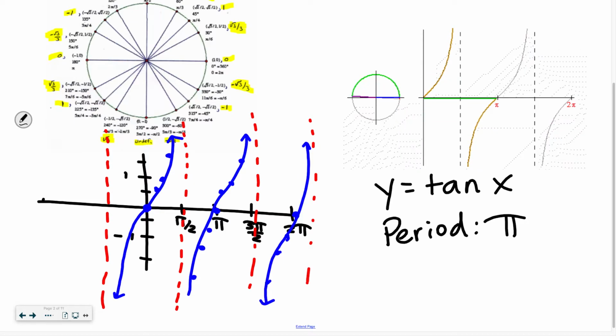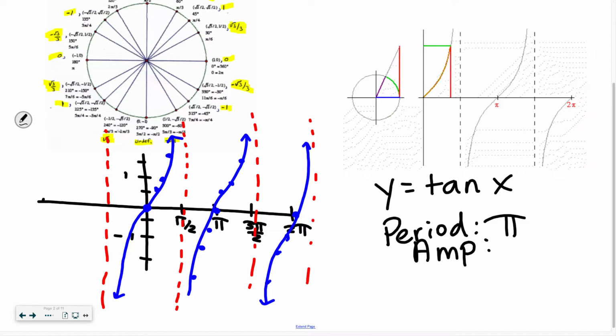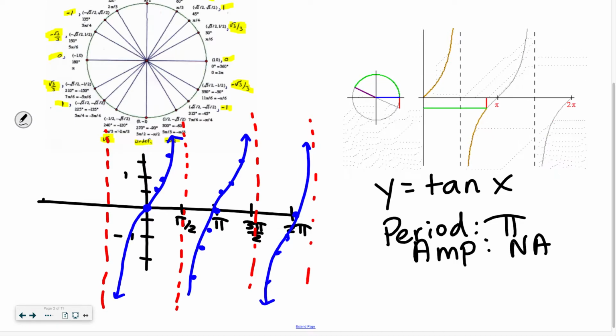What would you say about amplitude? Half the distance from the min to the max? Don't have one, don't know. There is no min and max, right? So amplitude, not applicable, does not exist. You might say that the A value is 1, and that's true. There is no vertical stretch or shrink compared to the parent graph, but when I ask about amplitude, tangents don't have amplitudes. Only sine and cosine, the waves, have a half distance from min to max.